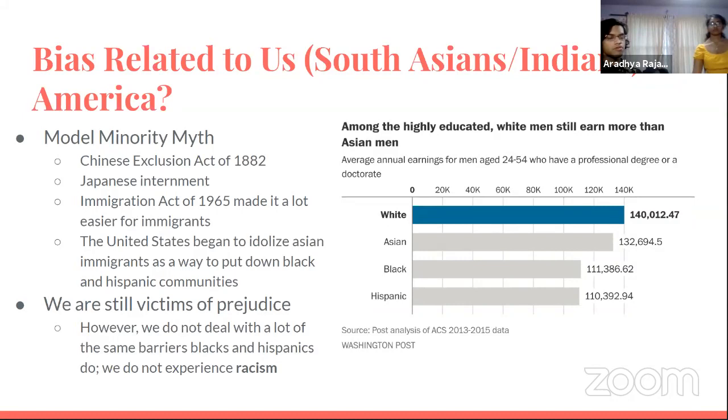So we are still victims of prejudice, and almost all of us have some story that shows we're hurt by this. And to a certain extent, we do see some systemic racism where we don't find the same success as white people based on our effort, but we're also not put down nearly as much as Hispanic and Black people. And if we look at the graph on the right, among people who have professional, master's or doctorate degrees, white people are still earning more than Asian communities, but Asian communities are also earning much more than Black and Hispanic communities, which shows the level of the obstacles we're dealing with.